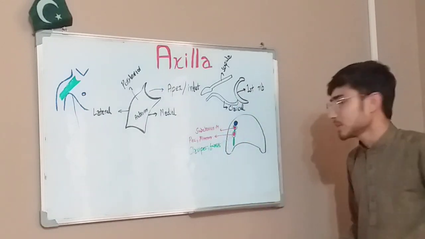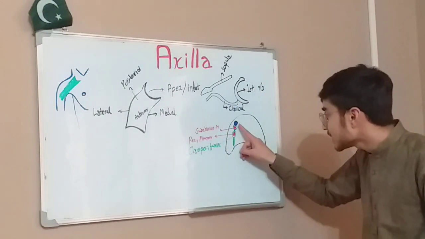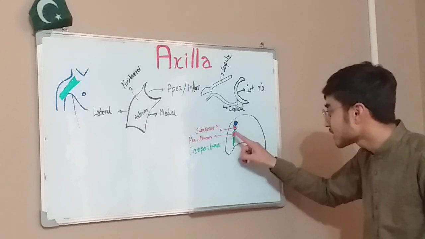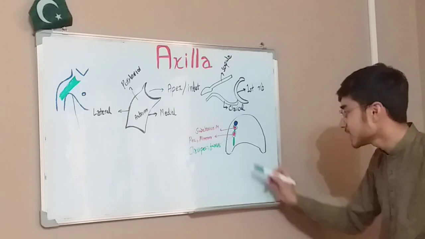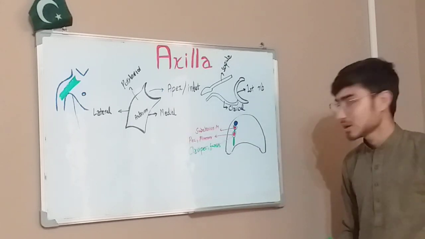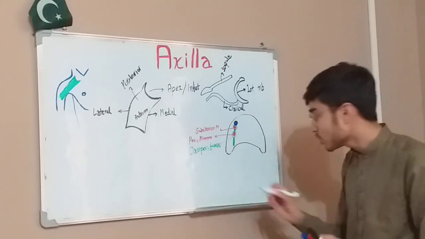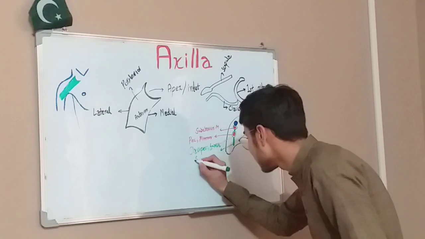The clavipectoral fascia is the fascia that is attached to the clavicle, and then it is enclosing the subclavius muscle as well as the pectoralis minor muscle, and then it descends down as the suspensory ligament of the anterior axillary fold. So this very structure is indicating the suspensory ligament.